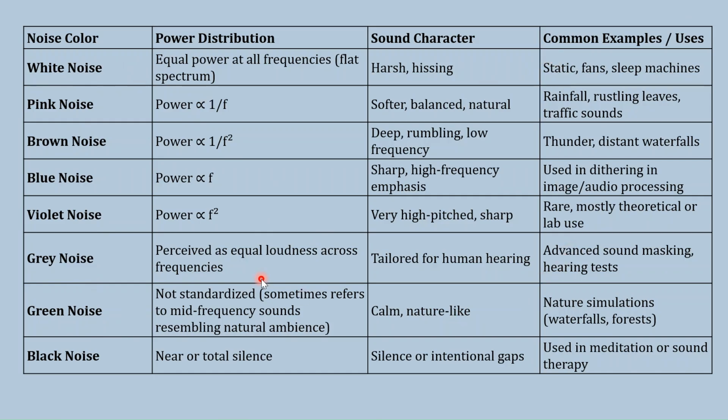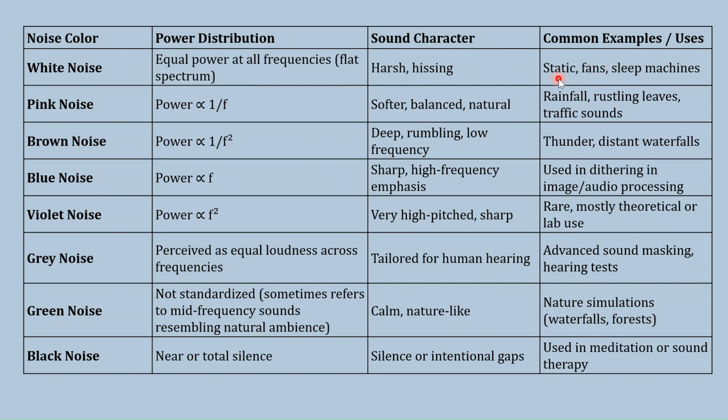Here we have the comparative table for different noise colors and the difference we can observe on the basis of the power distribution, and we can see the difference in the characterization of the sound with their common examples. So these three we already discussed. So white noise, here we have the equal power at all the frequencies. We have the flat spectrum, and the sound is mainly characterized as harsh or hissing.